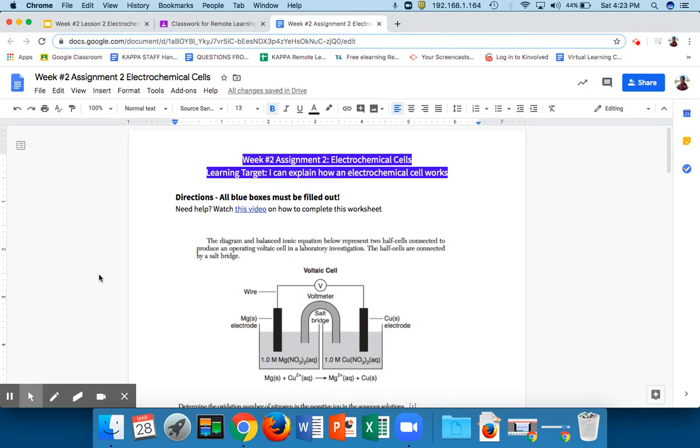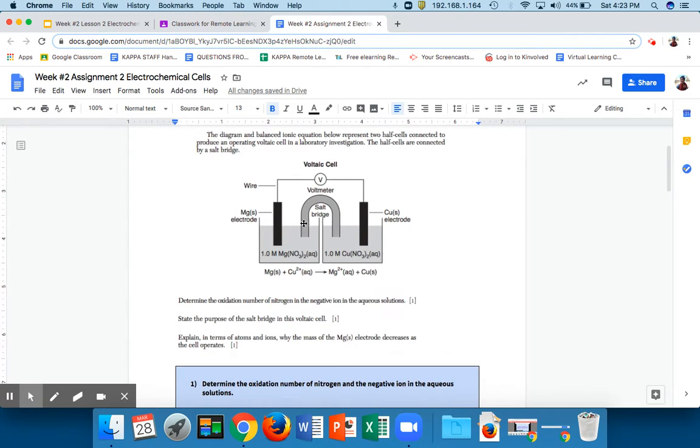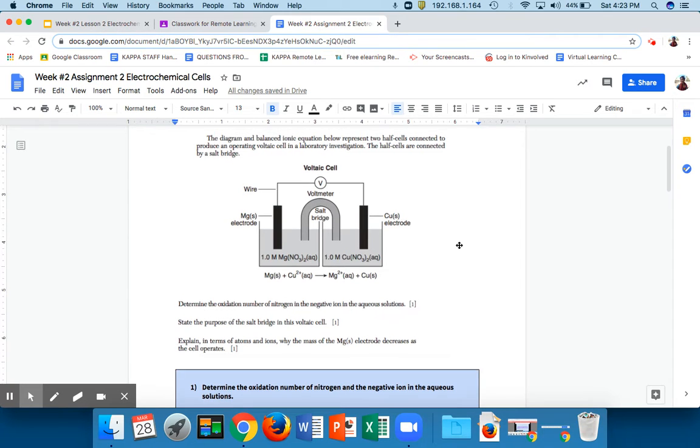Hi guys, I'm going to go over how to complete assignment 2 for week 2. So our learning target is I can explain how an electrochemical cell works. Our lesson was about how these electrochemical cells function and what the different parts are.